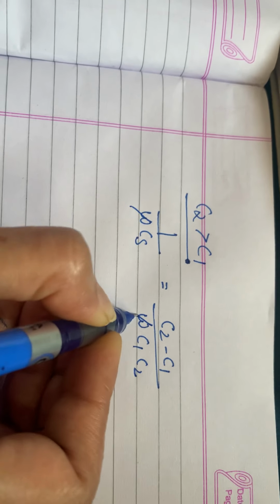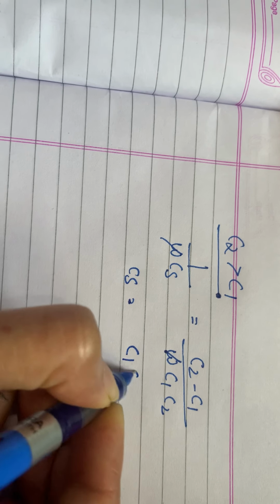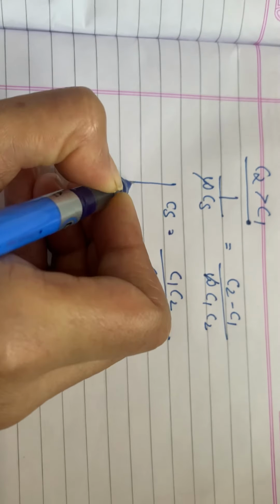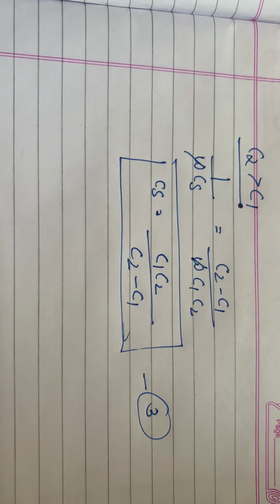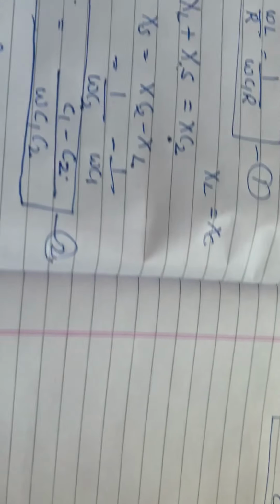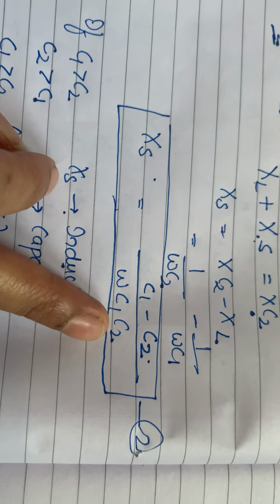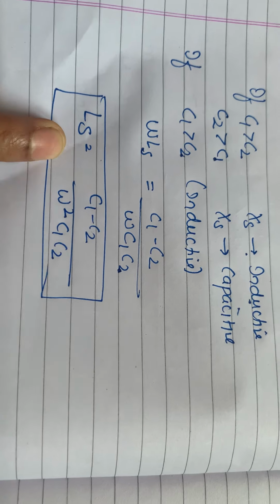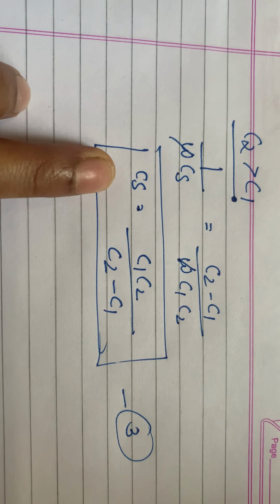Now omega will get cancelled out, and now what is going to be Cs? It is C1 C2 upon C2 minus C1. So this is now your Cs. Give it equation number 3. So far we have found out the general equation of XS, the equation of Ls if it is inductive in nature, and the equation of Cs if it is capacitive in nature.